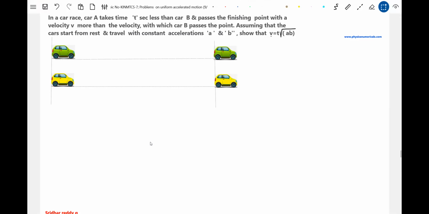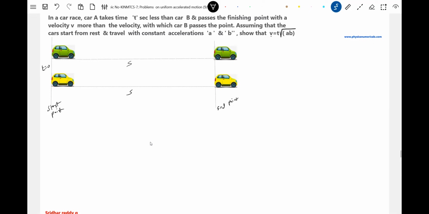So both should cover the same distance. The distance covered has to be the same because it's a car race, no? So there's a starting point, the end point. In a car race, both will start at the same time. That's also the condition t equal to 0.